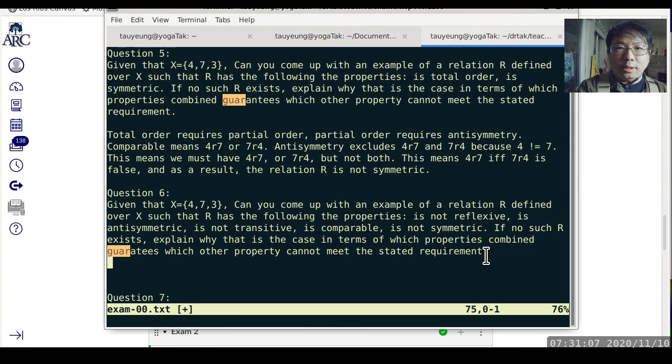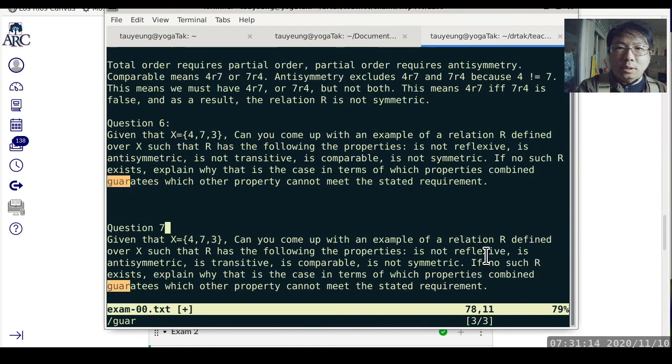we don't have, oh, let me fix this spelling first. Okay, so guarantees. All right, there we go. So not reflexive is easy to meet. Anti-symmetric is also easy to meet. Not transitive is kind of easy too.